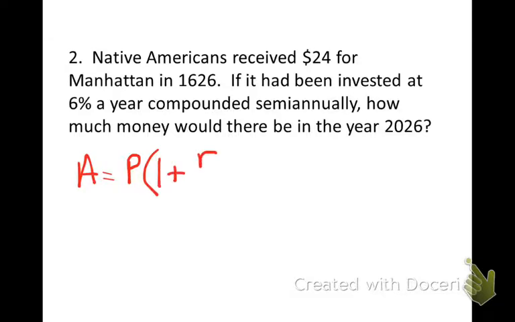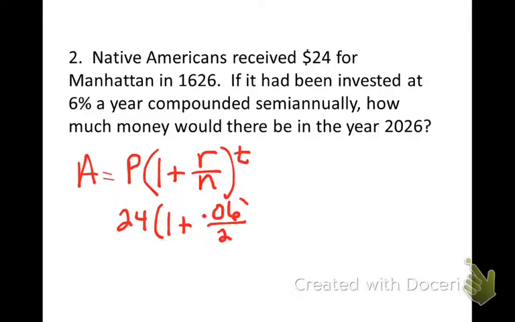1 plus r over n, all to the t. So this is a kind of an old problem. Native Americans received $24 for Manhattan in 1626. So that would be the initial principal that we're starting with. If it had been invested at 6% a year, compounded semi-annually, so 6% would be 0.06. Semi-annually would be how often? 2 times a year.